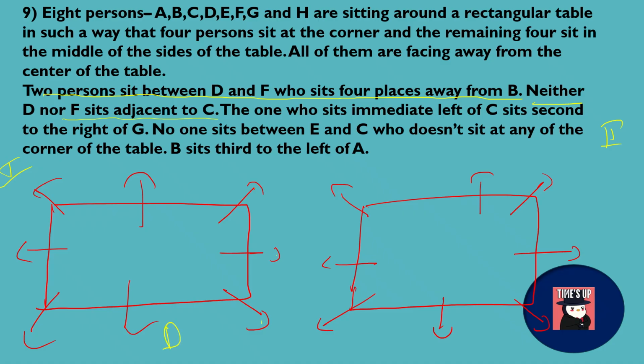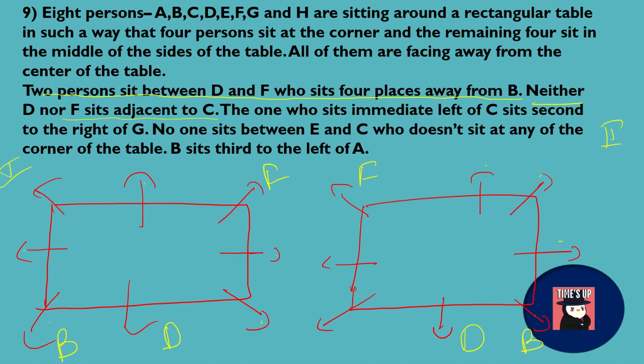So if I keep D here, in the first case F will be sitting here, and in the second case F will be sitting here. F sits 4 places away from B. So where should I keep B? 1, 2, 3, 4, B will be here. Then in this case, where will B be? 1, 2, 3, 4, B will be here. Correct? Next.